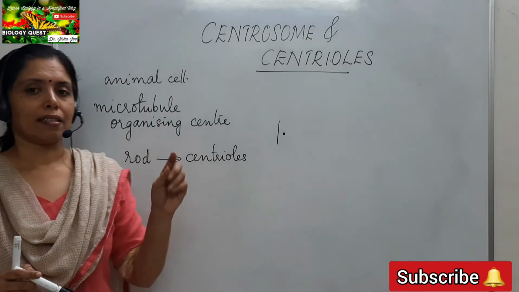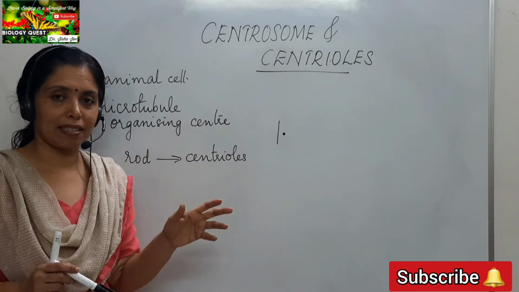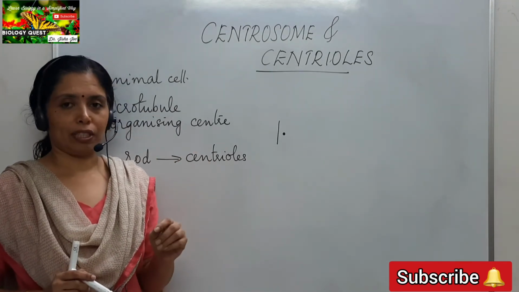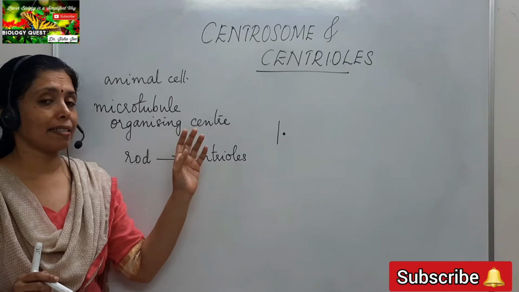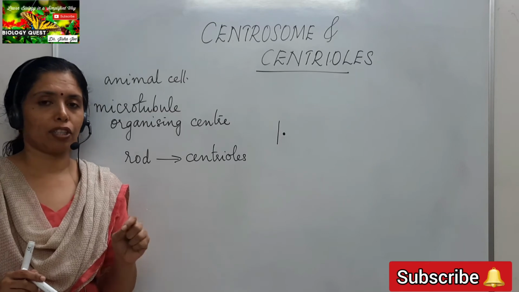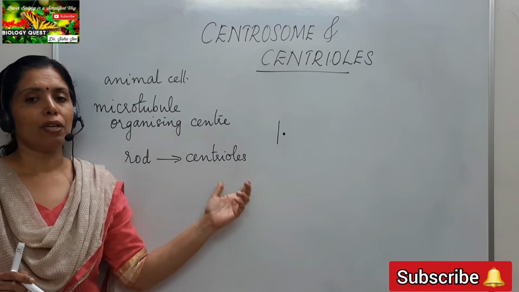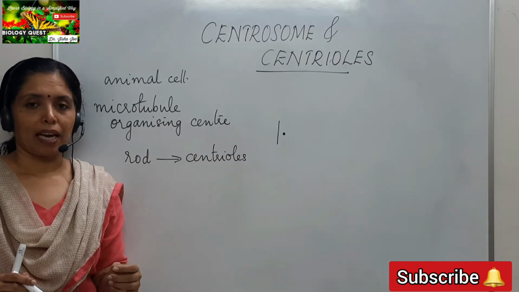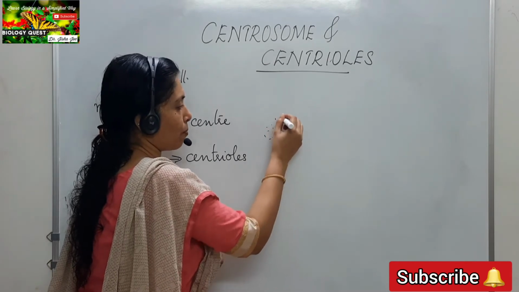Once again, the centrosome is a cell organelle that is present very close to the nucleus in animal cells. They are concerned with the formation of spindle fibers during cell division. The centrosomes are otherwise called the microtubule organizing center, and each centrosome consists of two rod-shaped or cylindrical structures called the centrioles, which lie perpendicular, or at right angles, to each other. And these two centrioles are present in an amorphous mass of protein.